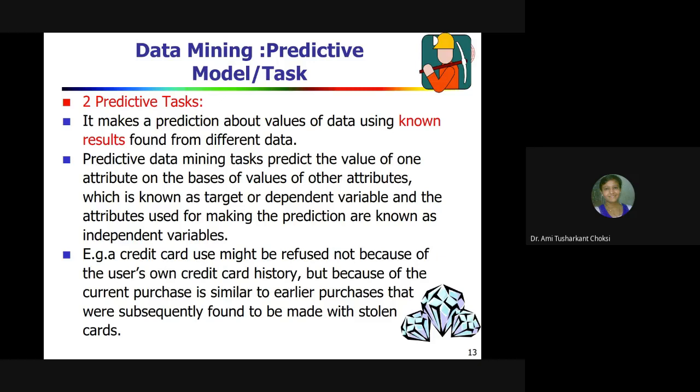So this is the pattern. Diamond jewelry or gold jewelry. Second one is branded clothes. Then the third one can be, say, a bike, right? So this is the pattern which is being followed by the thieves who steal the cards. If this is the pattern, then what happens? This pattern is stored in the databases as the purchase history for the stolen cards.